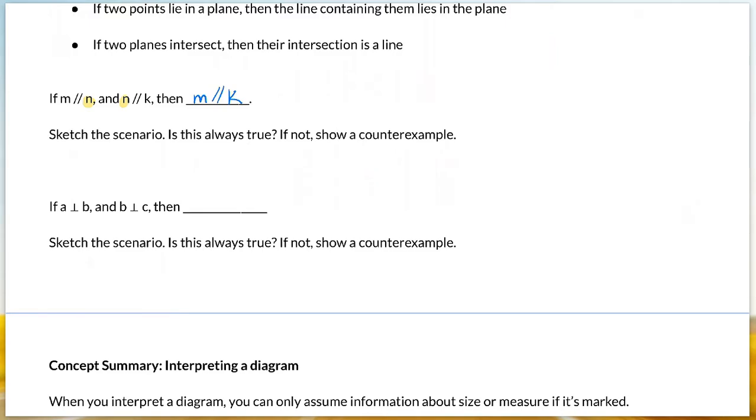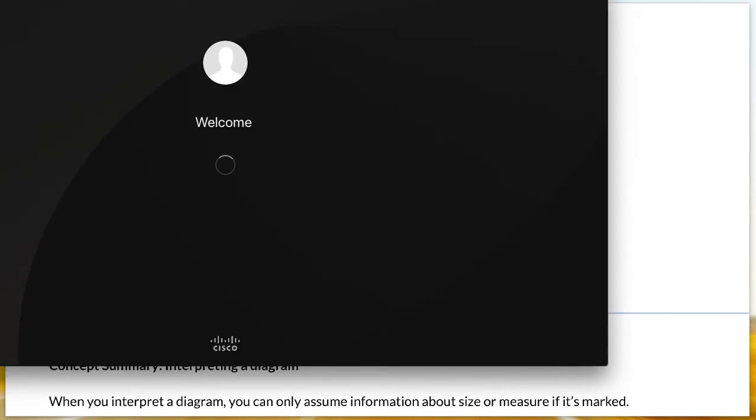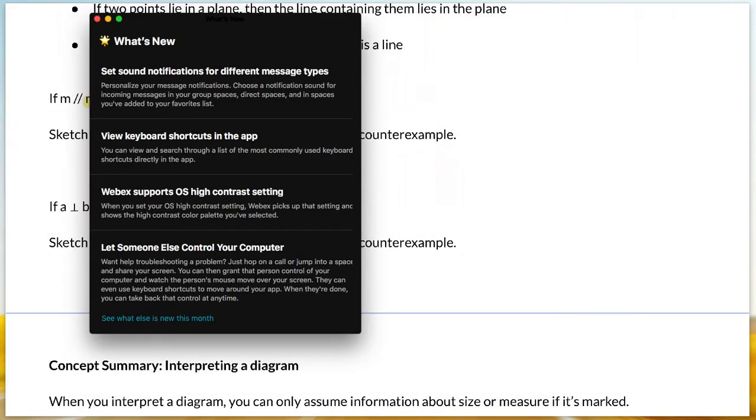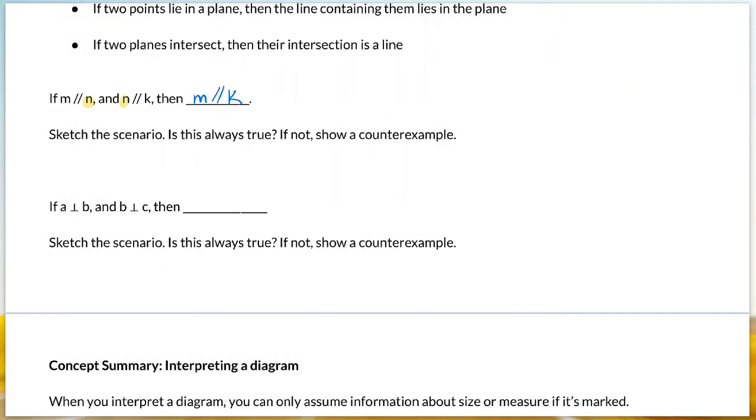So when you are looking at these, one thing to keep in mind is to think on if it is all in a plane together, and then think on if it was 3-dimensional and they're not necessarily coplanar, because they did not say that these lines are all in the same plane. So we're going to sketch the scenario.